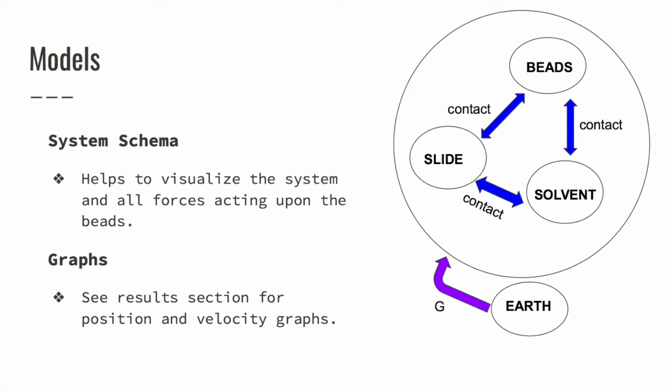We made a systems schema to help visualize the system and all forces acting on the beads. In the first trial, the solvent was water, and in the second trial, the solvent was water and dish soap. The beads are in constant contact with the solvent molecules even though it is unable to be seen.